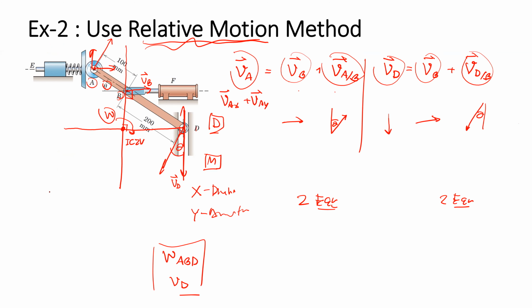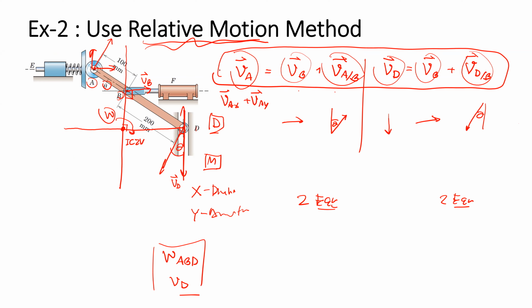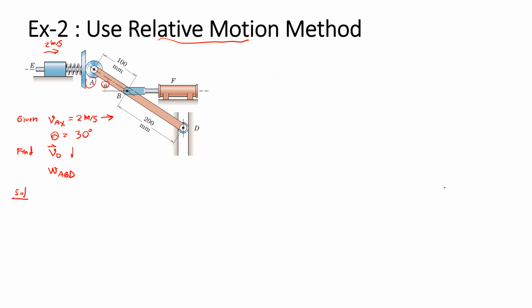Okay, we need to try to derive the velocity of point A through the point B and the relative velocity. And again, we can compose the equation. And when we derive the velocity of point D through the point B, we can get two more equations. So let's try to solve that.